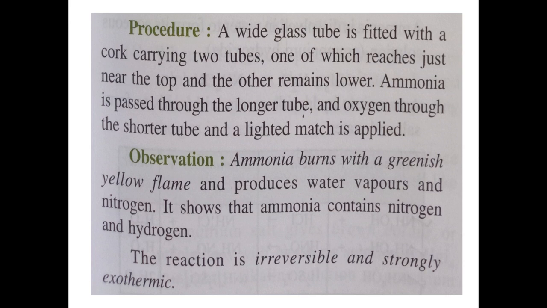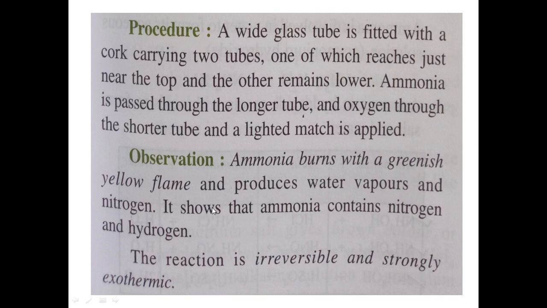What is the procedure for this burning of ammonia in oxygen? Procedure: a wide glass tube is fitted with a cork carrying 2 tubes, one of which reaches just near the top and the other remains lower. You can see in the figure. Ammonia is passed through the longer tube and oxygen through the shorter tube, and a lighted match is applied. Observation: ammonia burns with a greenish yellow flame and produces water vapors and nitrogen.